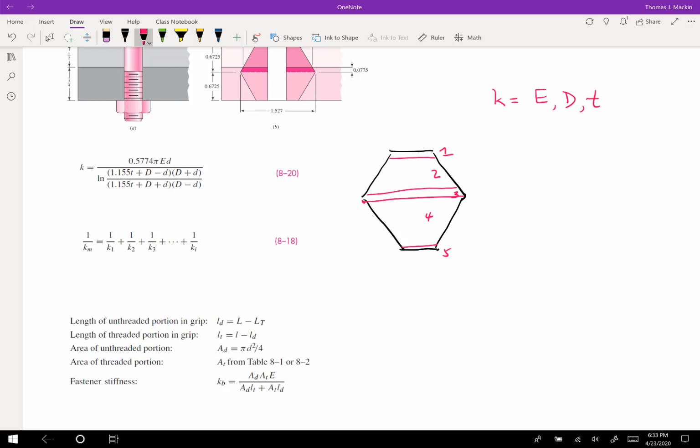So I need to know for washer 1, or for segment 1, I need to know E1, D1, and T1. For 2, E2, D2, T2. For 3, likewise. So that's the stuff that we need to know. So we need to create a table of those things, and that's what we end up doing in Excel. And that's how we can solve the problem.